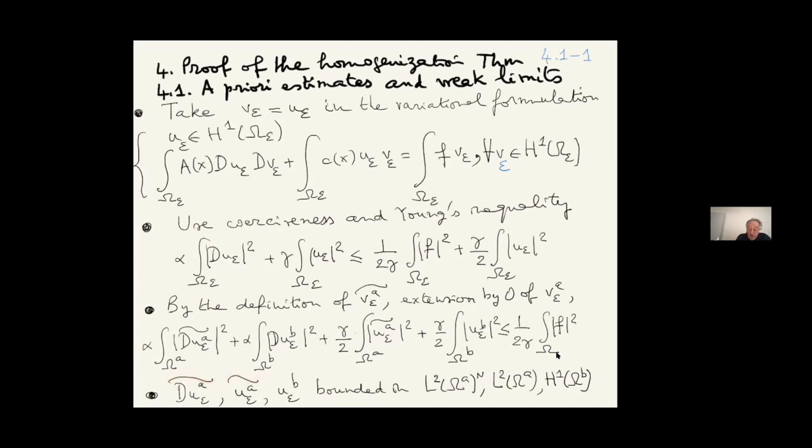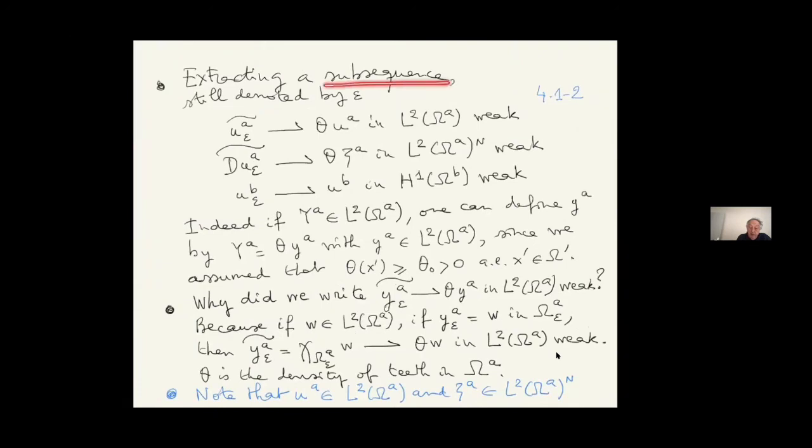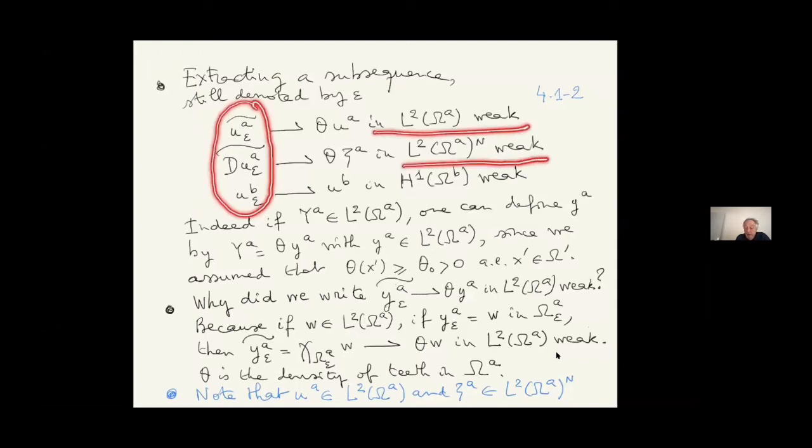Okay, so since we are bounded, we can extract a subsequence that I will still denote by epsilon, such that those three functions or vectors converge to something weakly in L2 of omega to the power n, and weakly in omega_b. As far as u_b epsilon is concerned, I will denote by u_b the weak limit for this subsequence. As far as u_a epsilon twiddle is concerned, I will denote this limit by theta u_a. Okay, this is a strange idea at first glance, but this is a good idea.